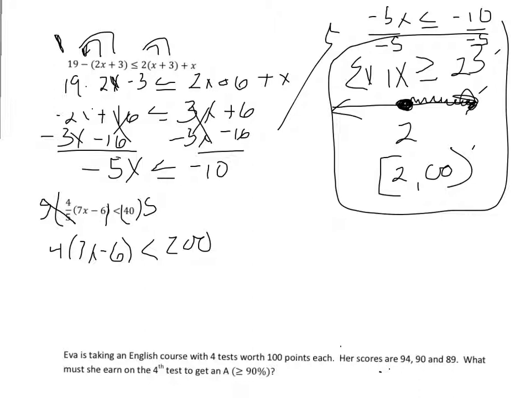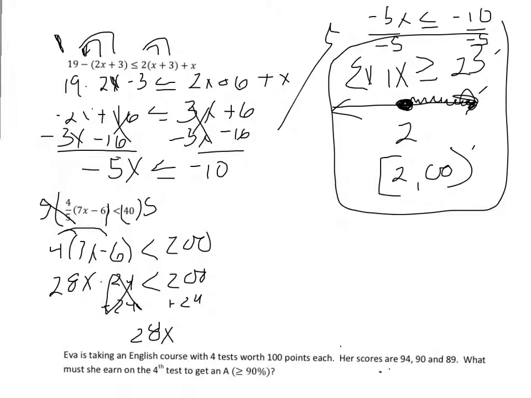So now we can distribute 4 times 7, we have 28x minus 24 is less than 200. Add 24's. We get 28x, 24's cancel, is less than 224. Then pick it up back over here. 28x is less than 224. Divide by 28.